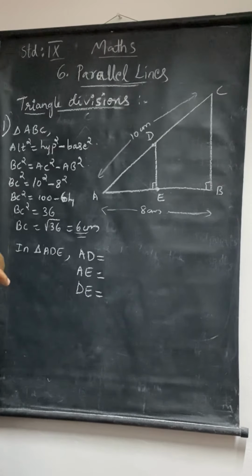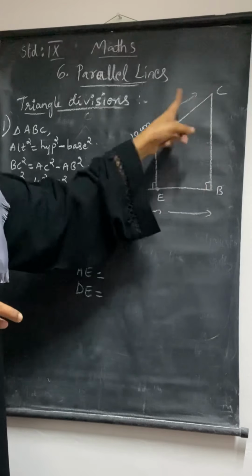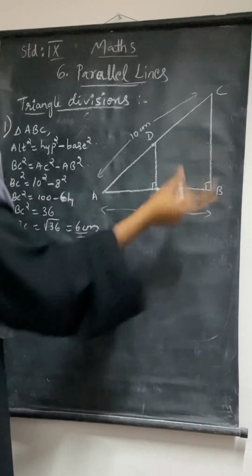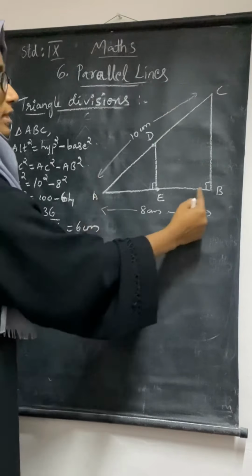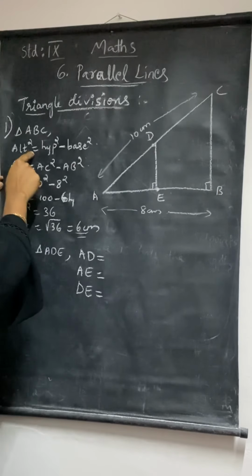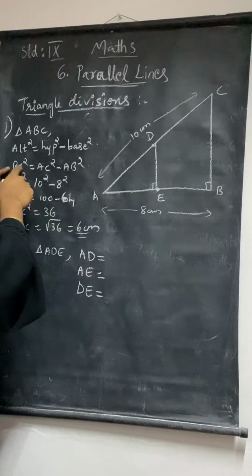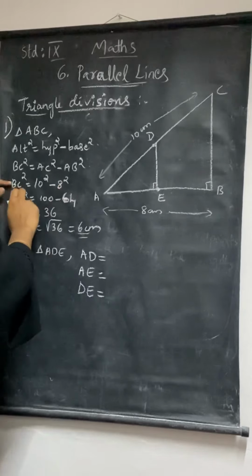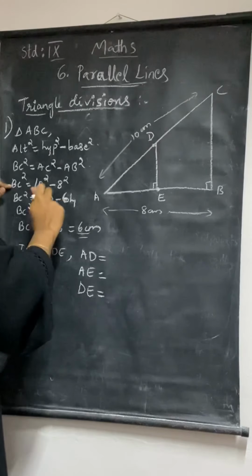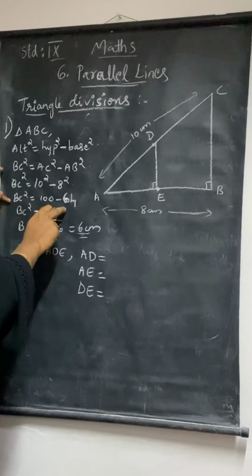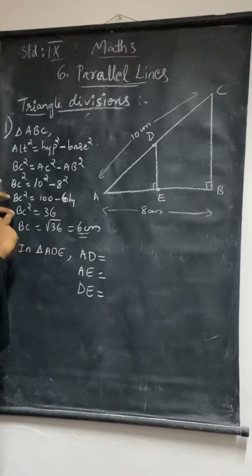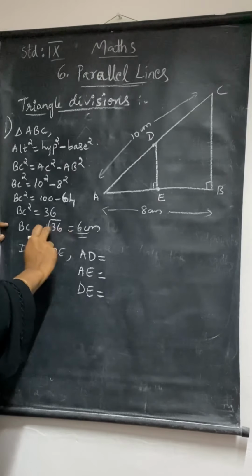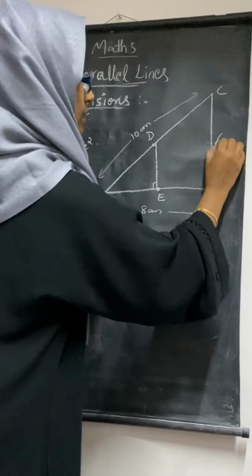Now what is the first question? You have to find the third side of the large triangle, which is ABC. That is easy, no? Hypotenuse is given, base is given, altitude you can find out. So altitude square is equal to hypotenuse square minus base square. BC square is equal to AC square minus AB square. So BC square is equal to AC, how much? 10 square minus AB, how much? 8 square. So 100 minus 64. BC square is equal to 36. Square goes to that side as square root. The square root of 36 will be 6. So BC you are getting as 6 centimeter.